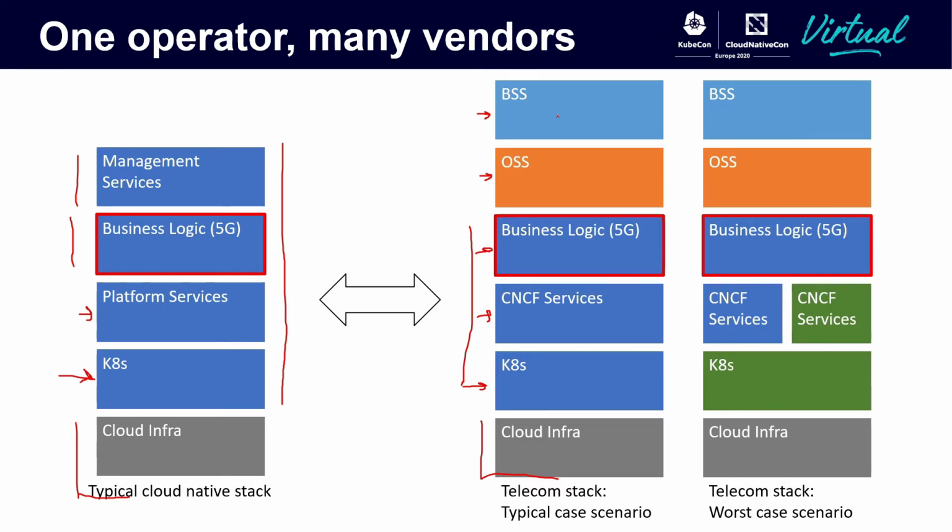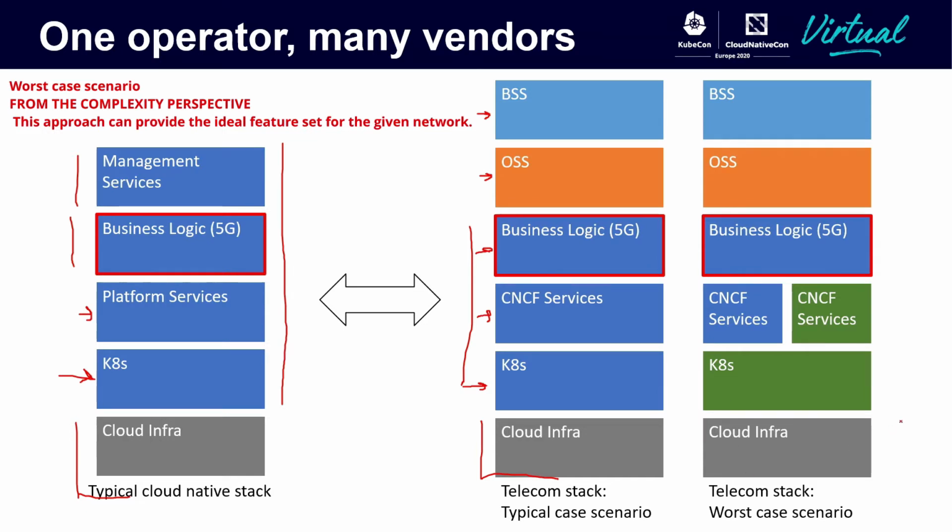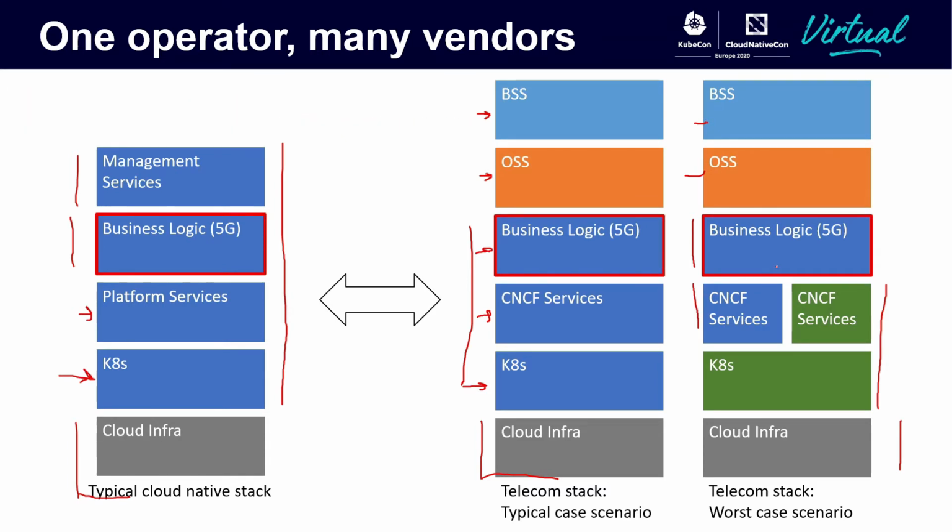The worst case scenario could look like cloud infra from someone, Kubernetes with some services from someone else, then some business logic from another vendor or multiple vendors together with some services from the CNCF landscape, and then of course OSS and BSS separately. All these need to work together without extensive integration projects, because that would just not be cost efficient.